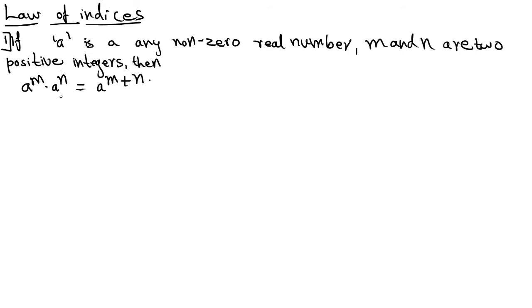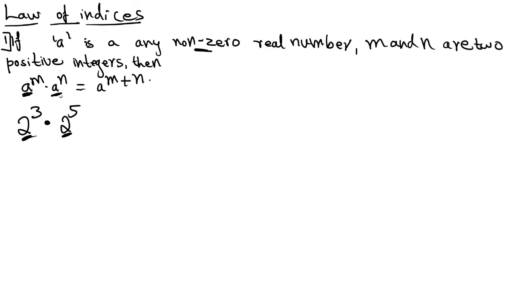That means, see, here I will take 2 to the power 3 into 2 to the power 5. A is a non-zero real number; we know 2 is a non-zero real number. And m and n are two positive integers: 3 is a positive integer, 5 is a positive integer. Now see a to the power m into a to the power n. What is the base? Whenever the bases are the same, then a to the power m into a to the power n.